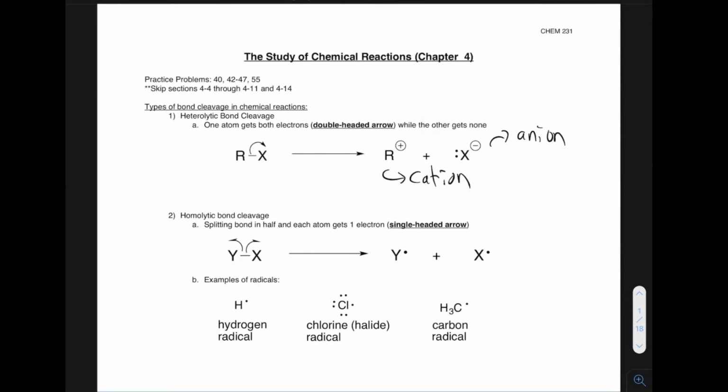Now, the other type of bond cleavage, and we'll be talking primarily about that in this chapter, is homolytic bond cleavage. So the bond splits in half, and each atom gets one electron. And we emphasize this by using a single-headed arrow. Hopefully you can see the difference here. There's only one head of this arrow instead of two, and that is to denote there's only one electron moving. So in each of these cases, we have produced a radical.